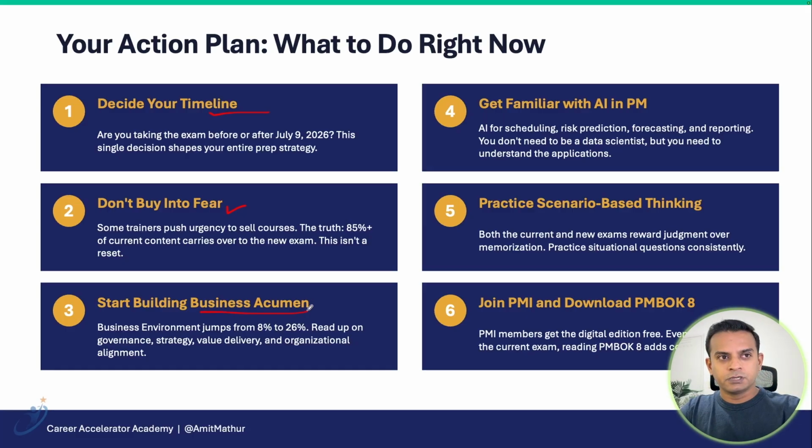Start building business acumen, because business acumen is moving from 8 to 26%. So this is a main area you need to focus on if you're still studying from the exam content outline of 2021 PMBOK 7th edition. Then get familiar with AI in project management. If you are a project manager, or a project coordinator, or whatever your role is, you need to start using AI for scheduling, risk prediction, forecasting, and reporting. You don't have to be a data scientist, but at least you need to know how to apply AI agents or generative AI for your activities.